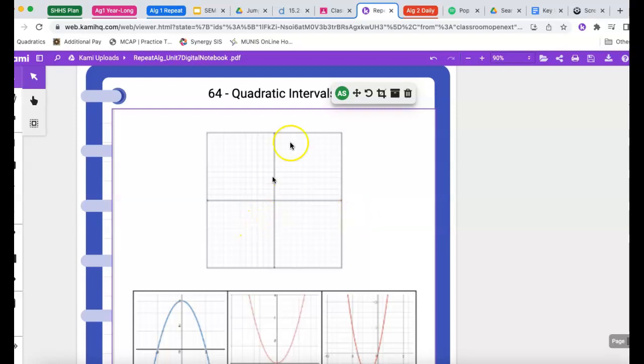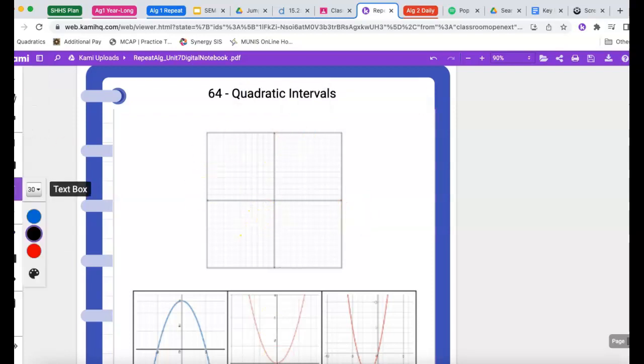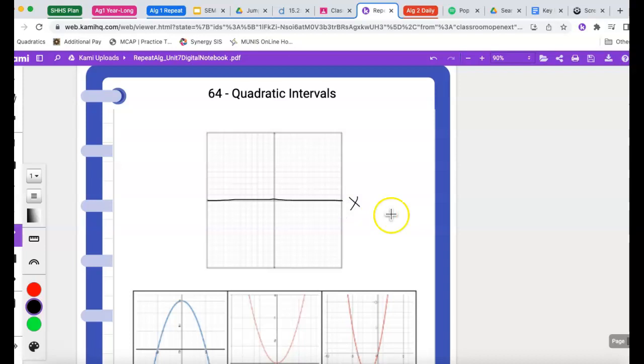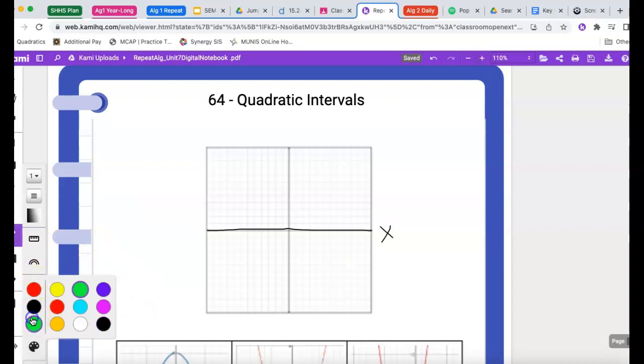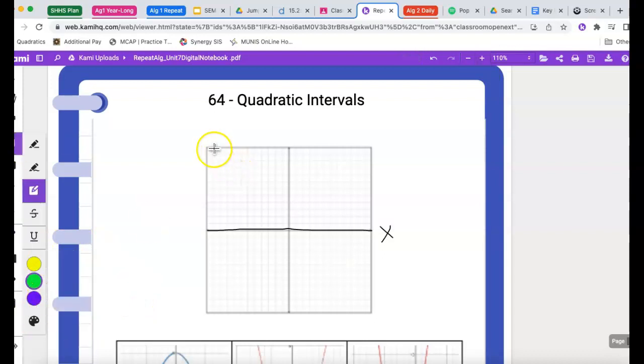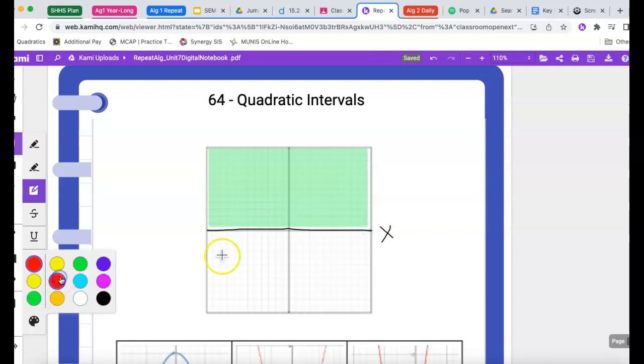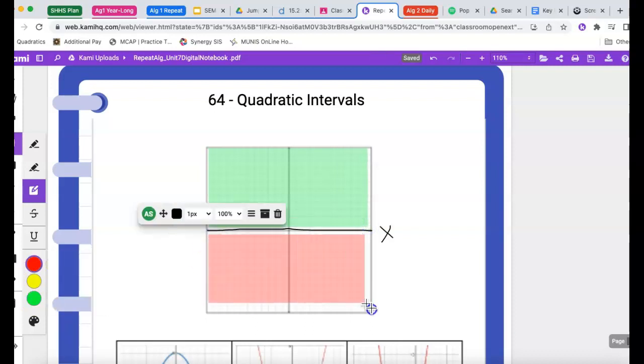All right, so we're going to draw this graph. We're going to be talking a little bit about positive versus negative first. So we're going to put a line on our x-axis. The line that cuts the grid in half, those are our x values, our x-axis. Anything above the x-axis, we're going to shade in green. And then anything below the x-axis, I'm going to put in red.